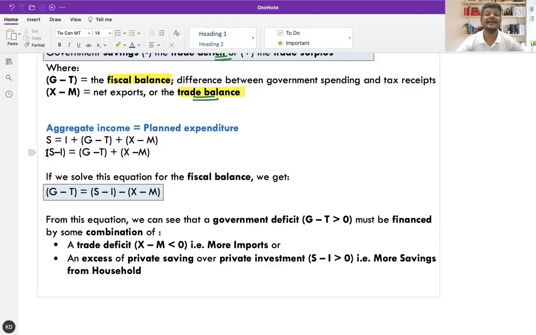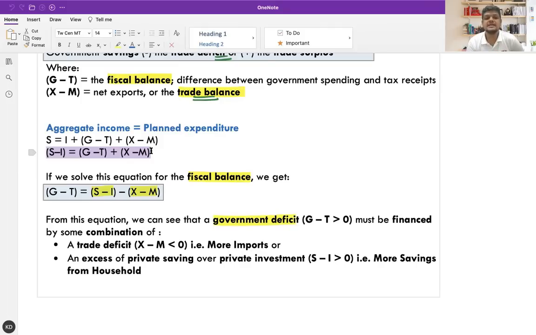Now you can play with this equation the way you want. What are we going to focus on? What is fiscal balance? Means what should be the government's budget? Are you getting my point? What should the government's budget be based on? Two things: S minus I and X minus M, the difference between both. Now tell me, if the government is in deficit, what will happen?